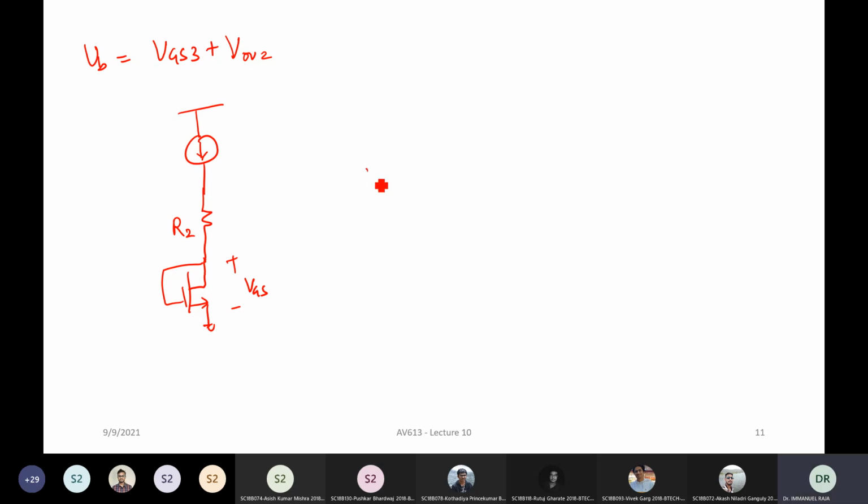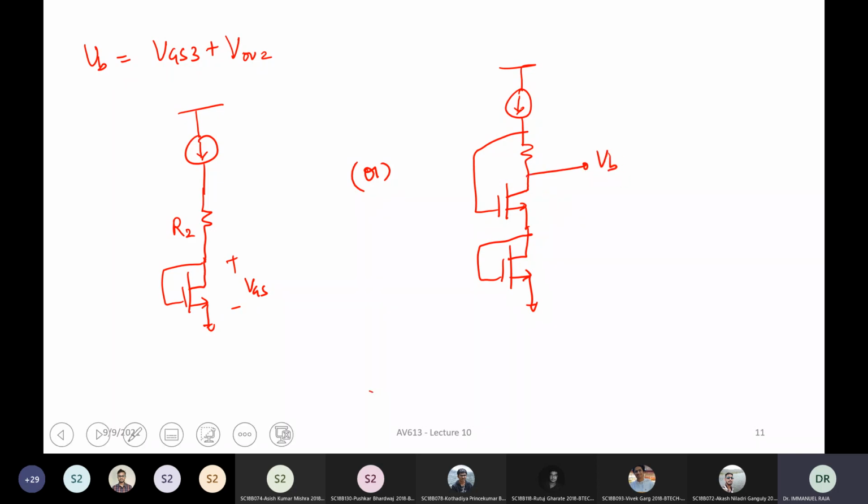Another way is slightly more complicated. You have a resistor and one transistor like this, and here you are mimicking the other one. So here this is your VB. In this case your VB is here. So these are all different ways by which you can generate this VB.